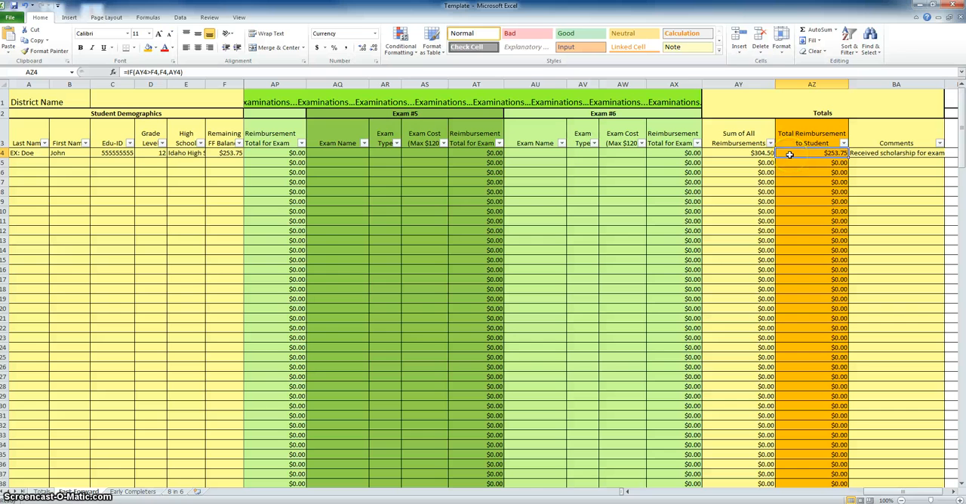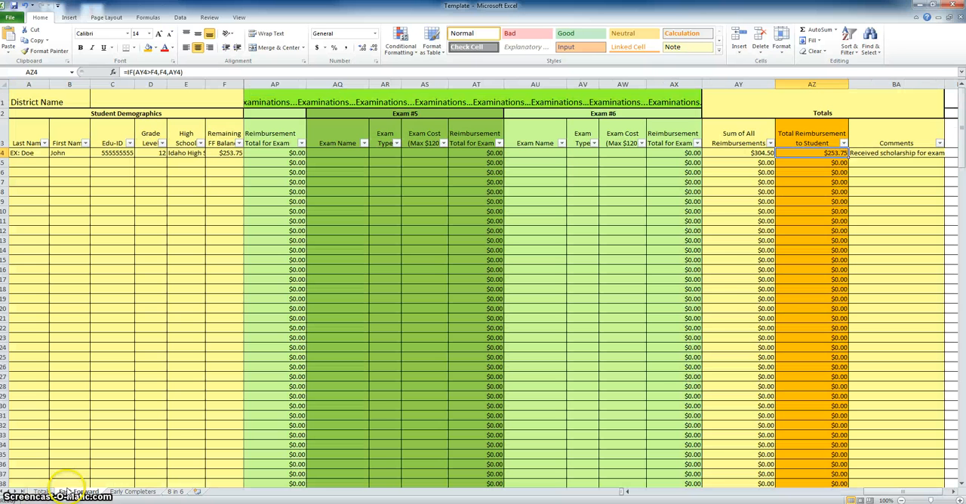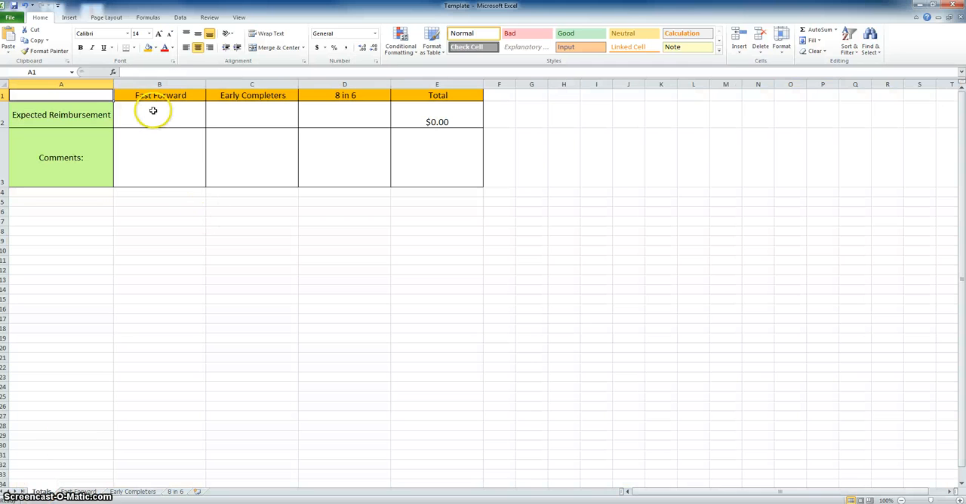Now in the very end, if you add up all of the totals in column AZ, that will determine how much the State Department owes your school district for fast forward. And you would report that right here in the first page. So let's say after I put in all of my fast forward students that the State Department owes my school district $23,000. So I would put that in here.